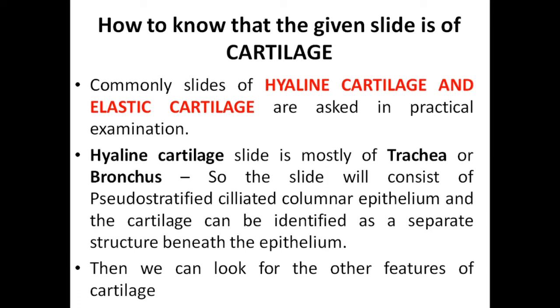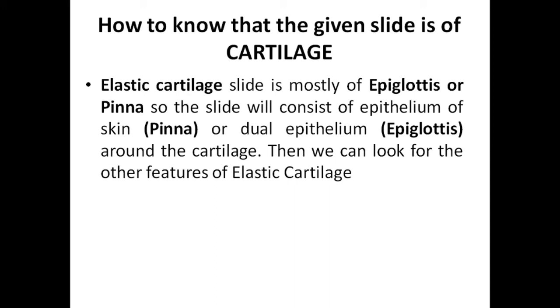Similarly, an elastic cartilage slide is mostly of epiglottis or pinna. The slide will consist of the epithelium of skin if it is of pinna, or it will have dual epithelium, one on each side, that is, non-keratinized stratified squamous epithelium and pseudostratified ciliated columnar epithelium, if it is a slide of epiglottis. Then we can look for the other features of the elastic cartilage present within the epiglottis or the pinna. So this is how we can identify that this is a slide of cartilage, or that there is a presence of cartilage in the slide.